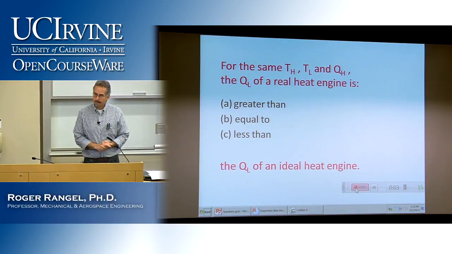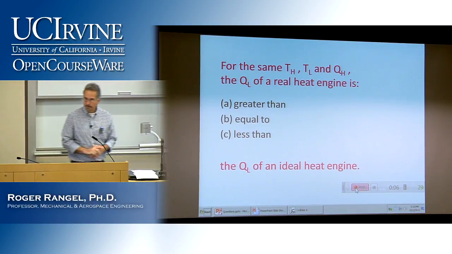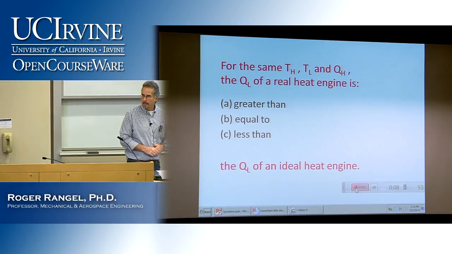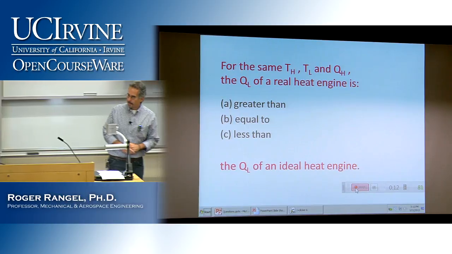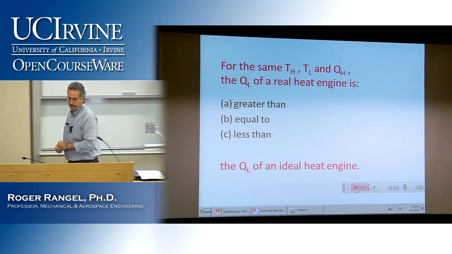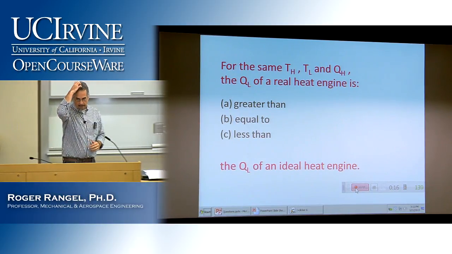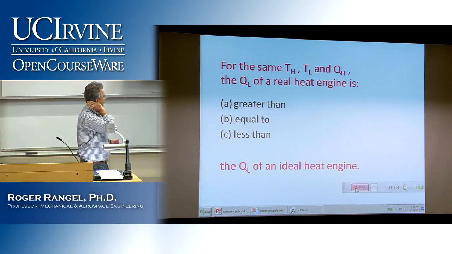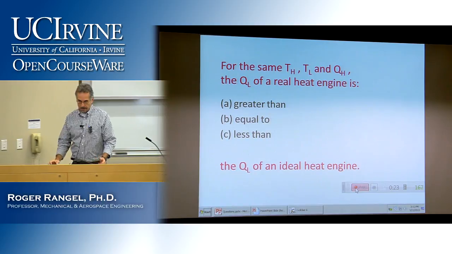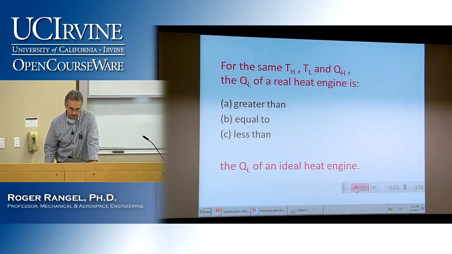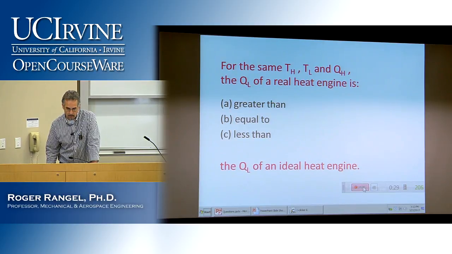So we saw this today. For the same TH, TL, and QH, the QL of a real heat engine is greater than, equal to, or less than the QL of an ideal engine. So 5, 4, 3, 2, 1, 0.